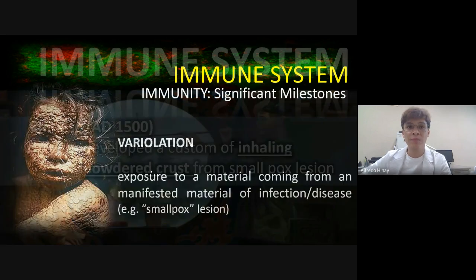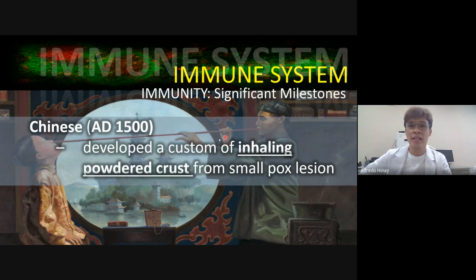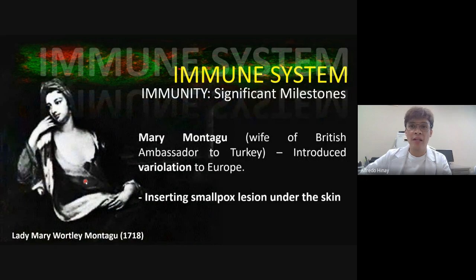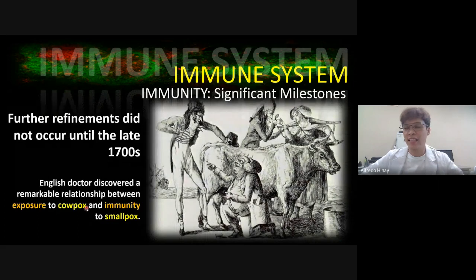So in the 1500s, they did the powdered scab method, trying to immunize the patient with a powdered scab. And also in Europe, you have Mary Montagu. She introduced variolation in Europe. However, compared with the Chinese method of inhalation, she used the method of insertion. She inserted the smallpox lesion under the skin. Further refinements did not occur until the late 1700s.